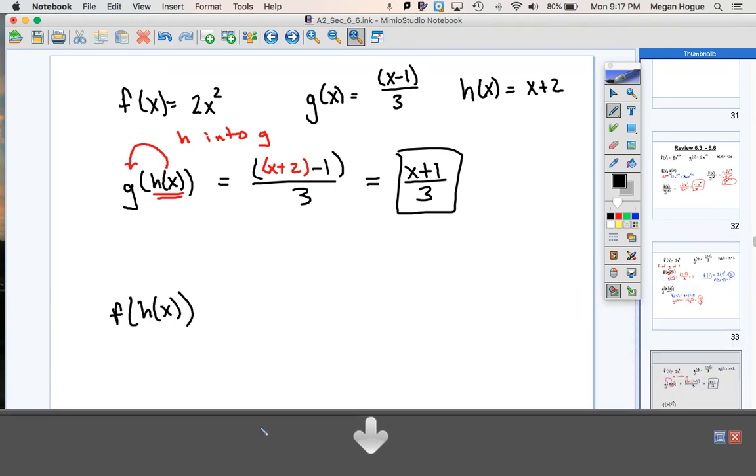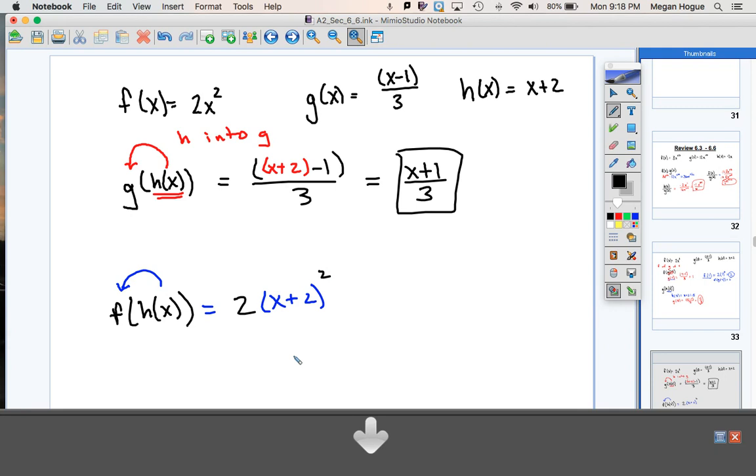Let's try another one. f of h of x. Again, maybe a good idea to pause it, give it a try, start it back up. Let's see how you do. This is telling us to take h into f. So this one into f this time. So I'm going to keep the 2. I'm going to plug in, let me use blue, x plus 2. That's taking place of that x, and I have to square it.